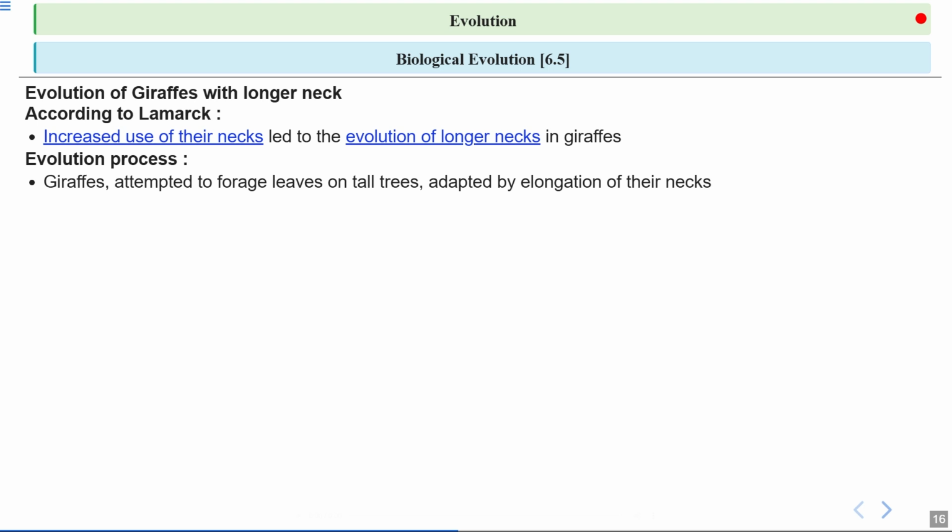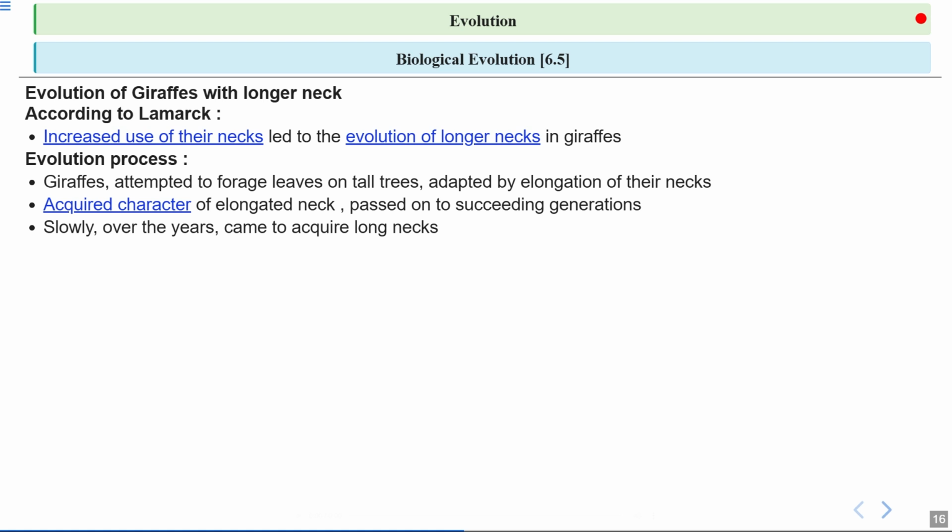So Lamarck said that if you are using a particular organ, then it will be selected. If you are not using that organ, then it will not be selected in the next generation. You will lose that organ. So this is a kind of acquired character. You are acquiring that character during the lifetime, and this is being passed on to the next generation also. So the acquired character of an elongated neck is passed on to the succeeding generation as well. Slowly over the years, the giraffe came to acquire longer necks.